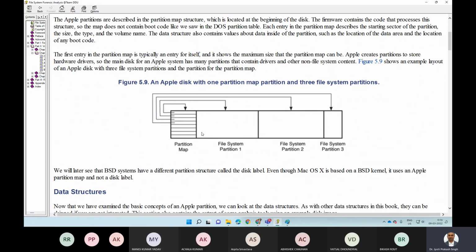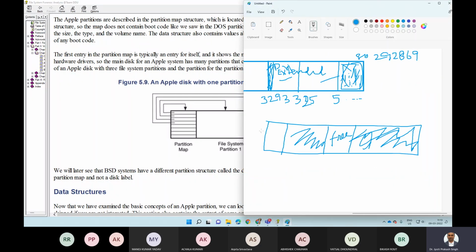Although Apple's operating system is based on Linux, the kernel of Apple's operating system is basically a Unix kernel. But the partition structure they use is totally different, not similar to Linux or Unix, and not similar to Windows. They have a very simple structure, in fact the simplest structure. They do not have any restriction on the number of entries. What we see in a DOS-based partition is a restriction that we can use only 4 partitions.